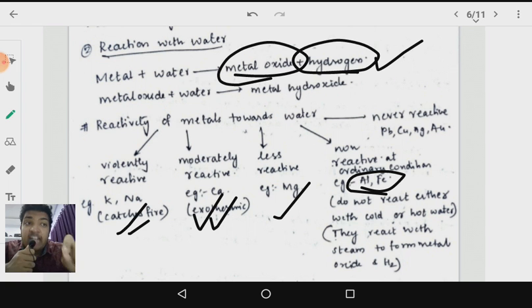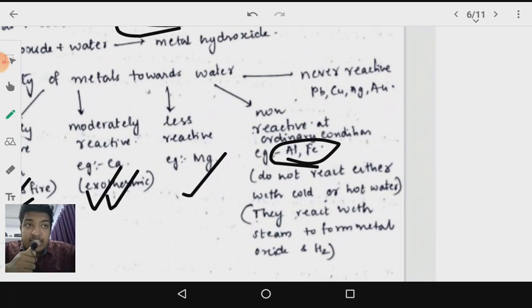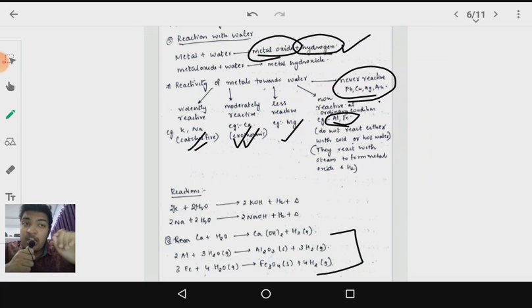They do not react with cold or hot water, but they can react with steam. When they react with steam, they will form their corresponding oxides and also give hydrogen. Next, we have elements which do not react at all, that is lead, copper, silver and gold. These are the elements which never react with water. So different elements have different reactivity. Some react fast with water, some react slowly, whereas some do not react with water.